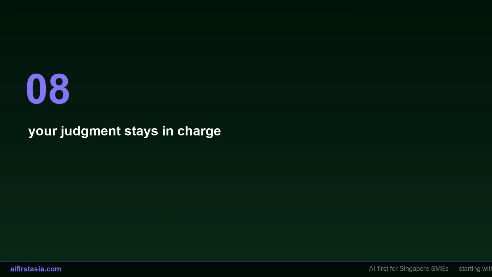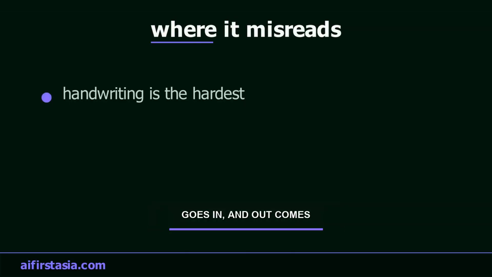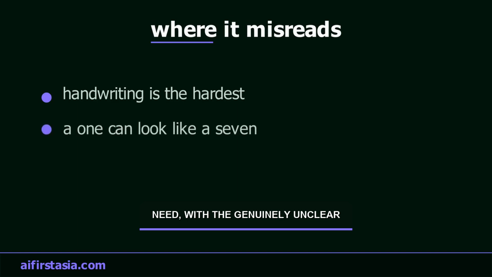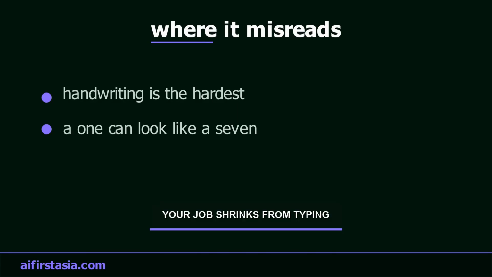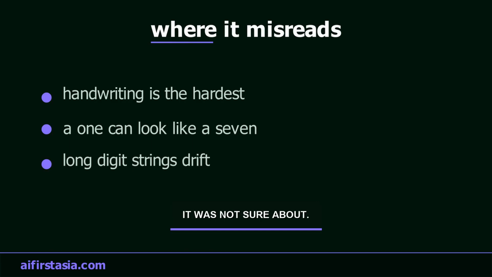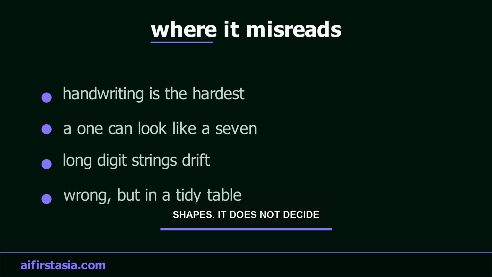Level 1 is reading. The same pile of crooked, handwritten, badly lit photos goes in, and out comes exactly the fields you asked for, in the shape you need, with the genuinely unclear ones flagged for you to check, in minutes instead of a morning. Your job shrinks from typing everything to checking the handful it was not sure about. You are still fully in charge. The AI reads and shapes. It does not decide what is true. Your judgment stays in charge.